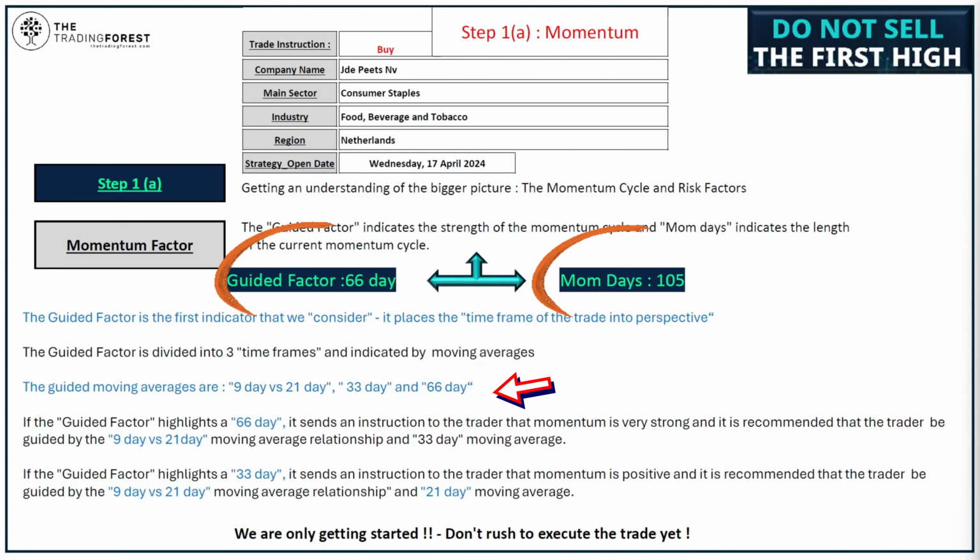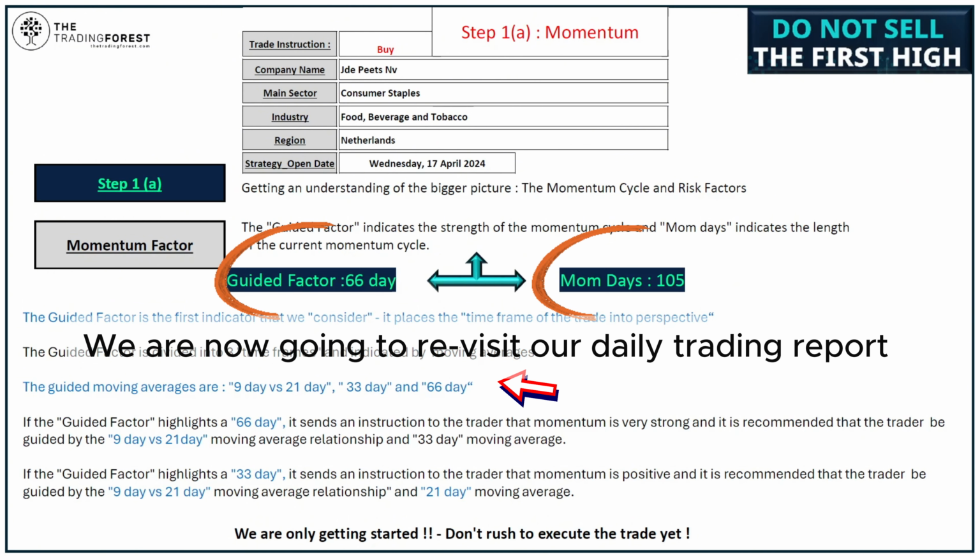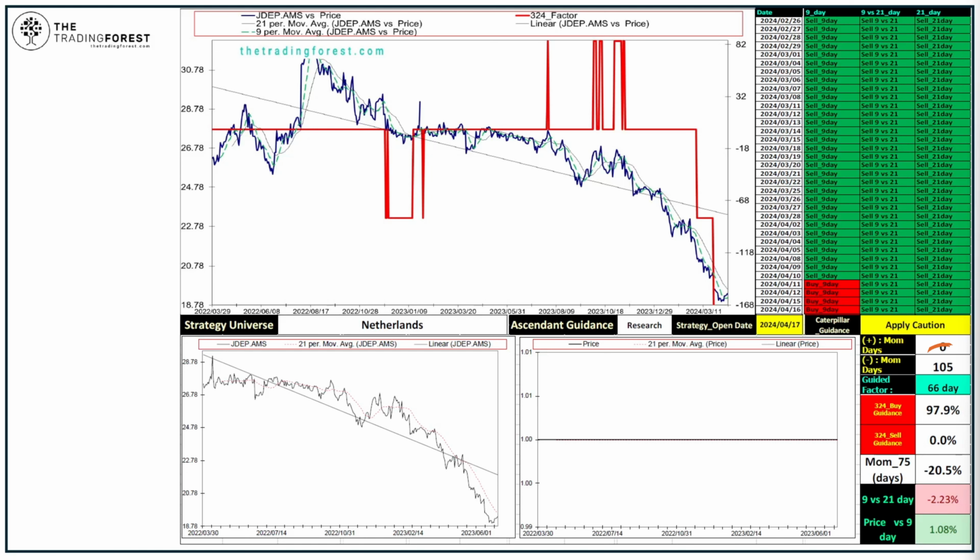Momentum and the guided factor. Focus on the guidance that is given by the guided factor in the momentum day cycle and how it relates to which moving average to apply in your trading decision. We are now going to revisit our daily trading report and highlight where you can identify the guided factor and momentum cycle. In this particular case, the guided factor is 66 days and the momentum cycle is 105 days.